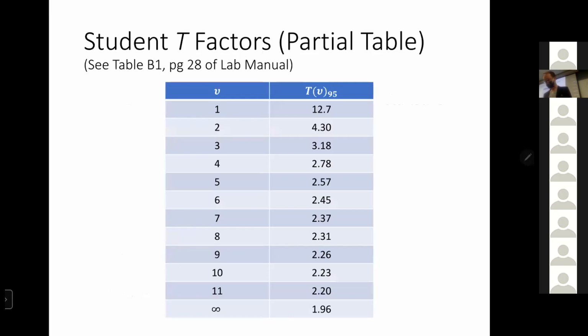Okay, so here's an example of a table of student t factors. The student t factor that you use depends on the number of degrees of freedom. This is the number of measurements minus 1, if you're reporting the uncertainty in an average. So if nu is 1, you have to multiply by 12.7 to get the 95% confidence interval. But if you take more measurements, if you have a larger number of degrees of freedom, then this value decreases because your uncertainty decreases the more measurements you take.